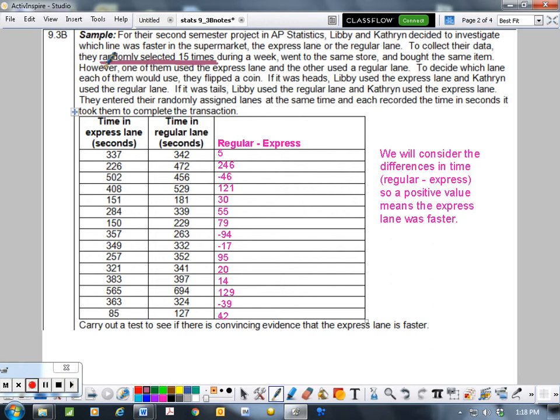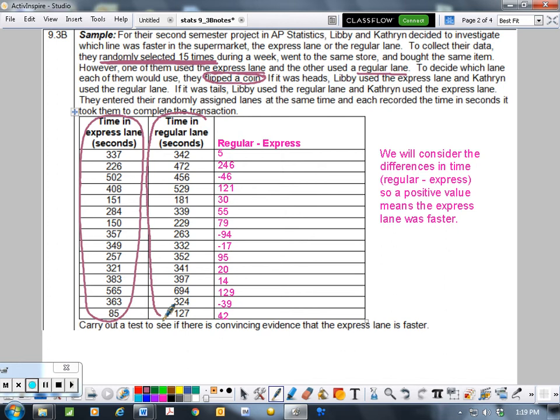They went to the same store and bought the exact same item. However, one of them would use the express lane and the other used the regular lane. And to decide which one they would use, they flipped a coin. So here's some random assignment in their experiment. If it was heads, Libby used the express lane and Catherine used the regular lane. If it was tails, Libby used the regular lane and Catherine used the express lane. They entered their randomly assigned lanes at the same time and each recorded the time in seconds it took them to complete the transaction. So here was the time in the express lane.